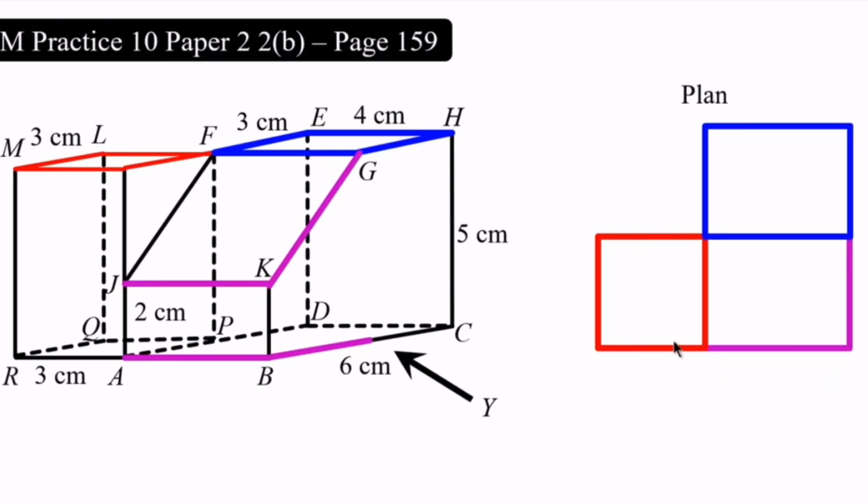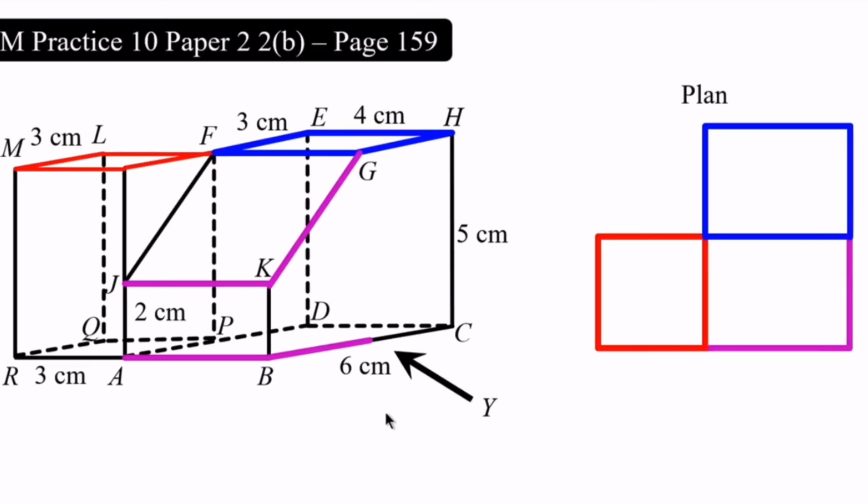This is the so-called plan, okay? So before you draw, you have to work out the measurement first. Make sure the measurement is correct, and when you draw, make sure it's precise and accurate, and the 90 degree must be sharp, okay? You can use a ruler to measure 90 degree.